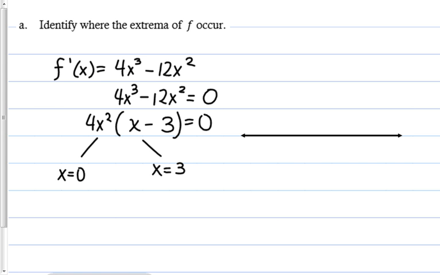Okay, so I'm going to make a sign chart, and I'm going to use my 2 critical values, and they are 0 and 3. So I need test values. My test values have to be to either side of my critical values. So -1, 1, and 4. So those are going to be my test values. And now I'm going to plug them in to my first derivative, which is all I have anyway.